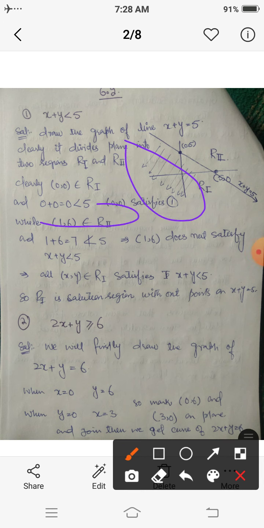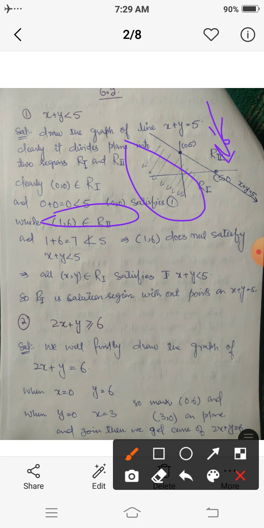Now (1, 6) is a point in R2. This is to check that R1 is the only region. If we consider the point (1, 6) from R2 and put it in the given inequality, it is 1 plus 6, which is 7. If (1, 6) satisfied the inequality, this would imply that 7 is less than 5, which is absurd. So there does not exist any point in region R2 which satisfies the given inequality. Only one of the two regions contains points which satisfy the given inequality.